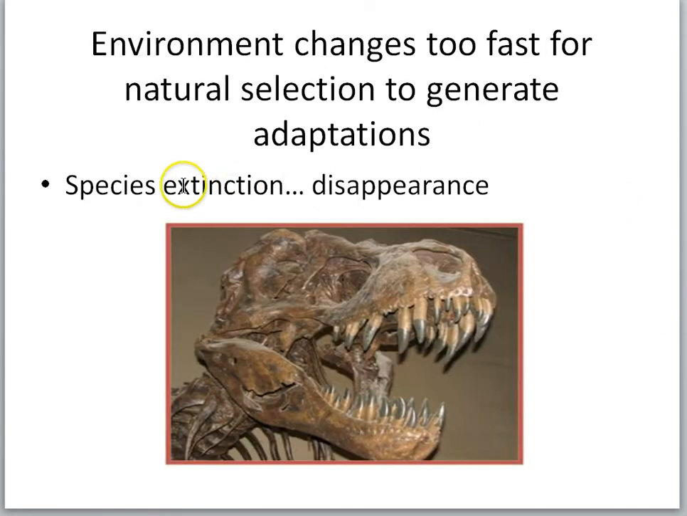And finally, what about the extinction question? Why disappearance of species? Well, to offer a simple example here, of course we know that the dinosaurs and many other species went extinct when a big asteroid hit the Earth some 65 million years ago. So clearly that's going to be tough for natural selection to equip creatures with such a dramatic change as that. But that's the idea, that extinction is the result of the fact that in many cases in the history of life on Earth, environments are changing too fast for natural selection to generate adaptations.